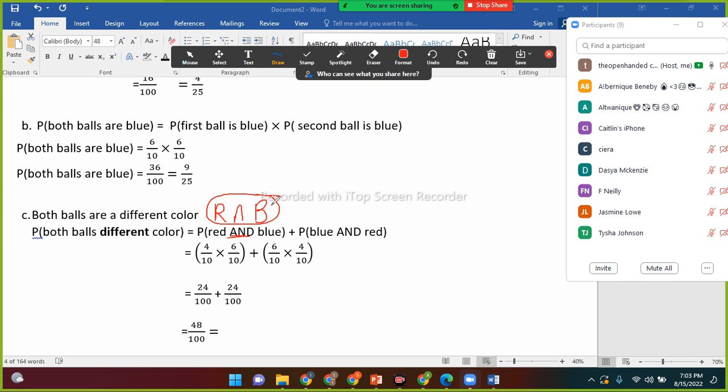What's another way you can get that both balls are different? The first one could be blue and the second one could be red. Very good. Which rule is this? That's also multiplication. Very good. So we already get that sorted out. So we know that we have 24 over 100 and 24 over 100. That's what we have, right?